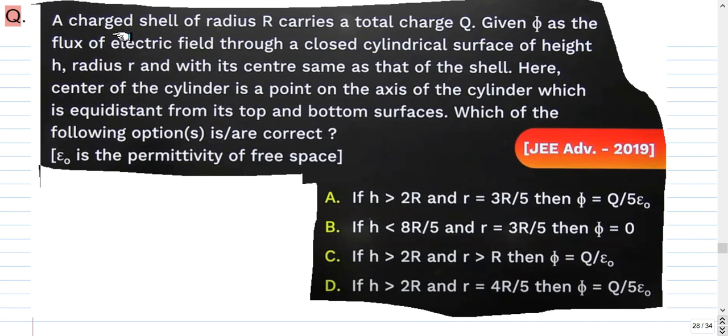This is the next question. A spherical shell of radius capital R carries a total charge of Q. Given phi as the flux of electric field through a closed cylindrical surface of height h, radius r, and with the center same as that of the shell. Here, the center of the cylinder is a point on the axis of the cylinder which is equidistant from its top and bottom surfaces. Which of the following options are correct? So it's a more than one correct question. You can pause and attempt this question.